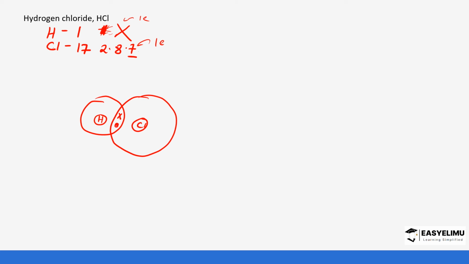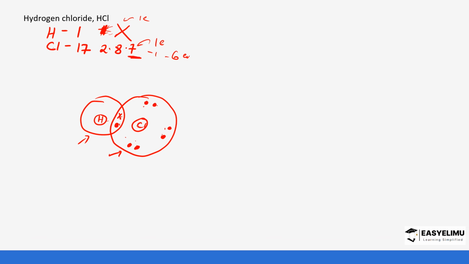We use a dot to show the difference. The moment it shares one electron, it is left with 6 electrons. So we put those remaining 6 electrons and then we count. Always count afterwards to ensure that they are both balanced. So our chlorine atom has 1, 2, 3, 4, 5, 6, 7, 8, and then our hydrogen has 2. So both hydrogen and chlorine are balanced.